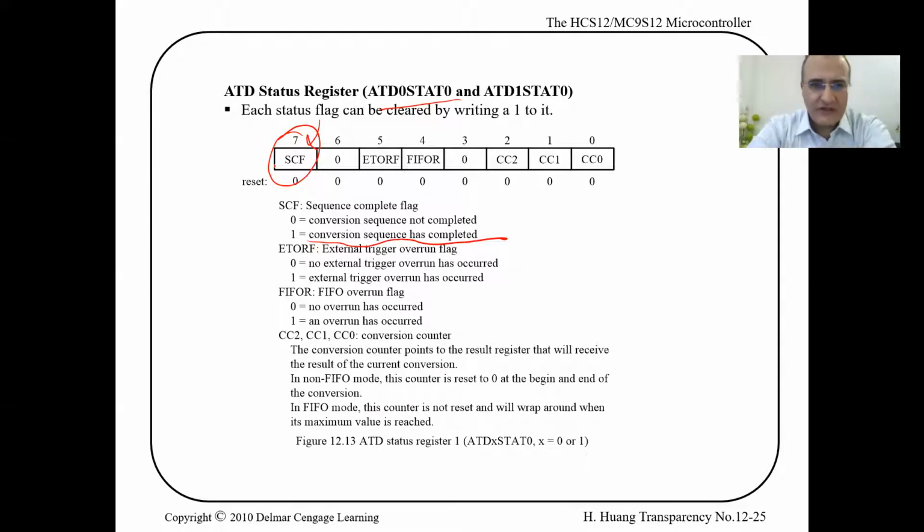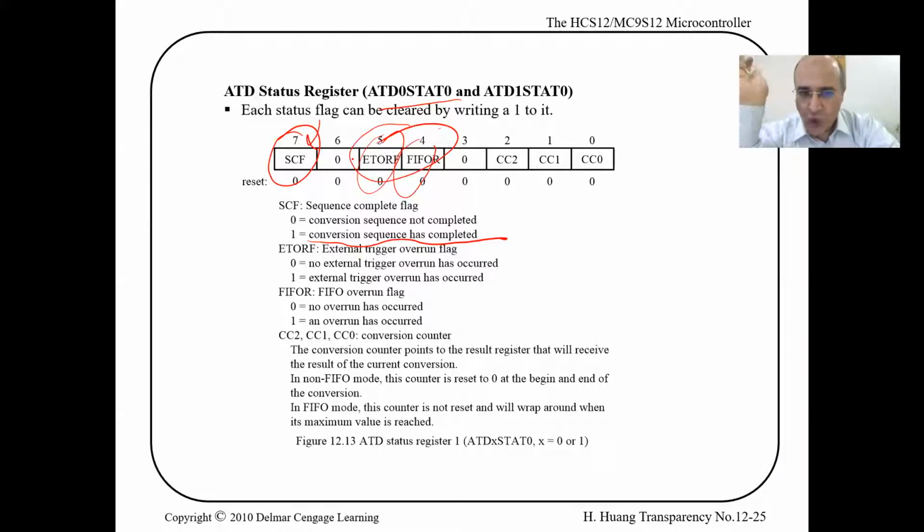These are the external trigger overrun flag and FIFO overrun flag. You know, FIFO, if you write over a register that you didn't read yet, it will give you a flag. External trigger overrun: you got an external trigger to start converting, and then you get another trigger before you're done with the previous conversion. So you get a flag to alert you about this.